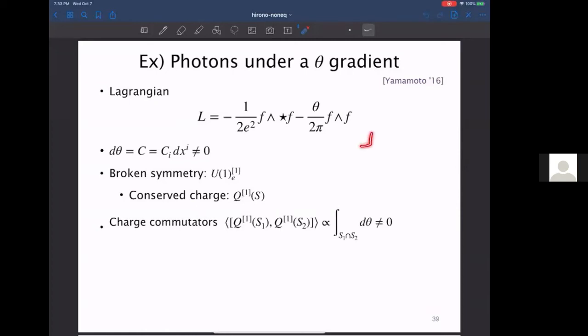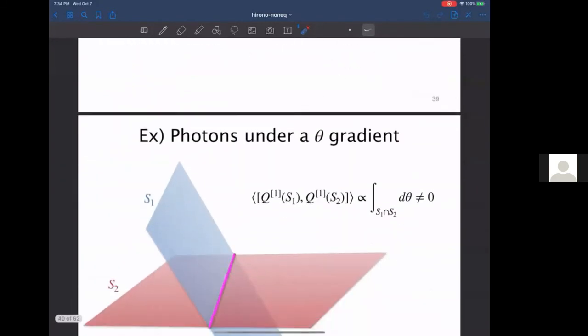And so in this system, just like Maxwell theory, the broken symmetry is a U(1) one-form symmetry. And we have the conserved charge corresponding to this symmetry. And we can compute the commutator of charges supported on different sheets, and its expectation value is going to be non-zero when the gradient of the theta is non-zero.